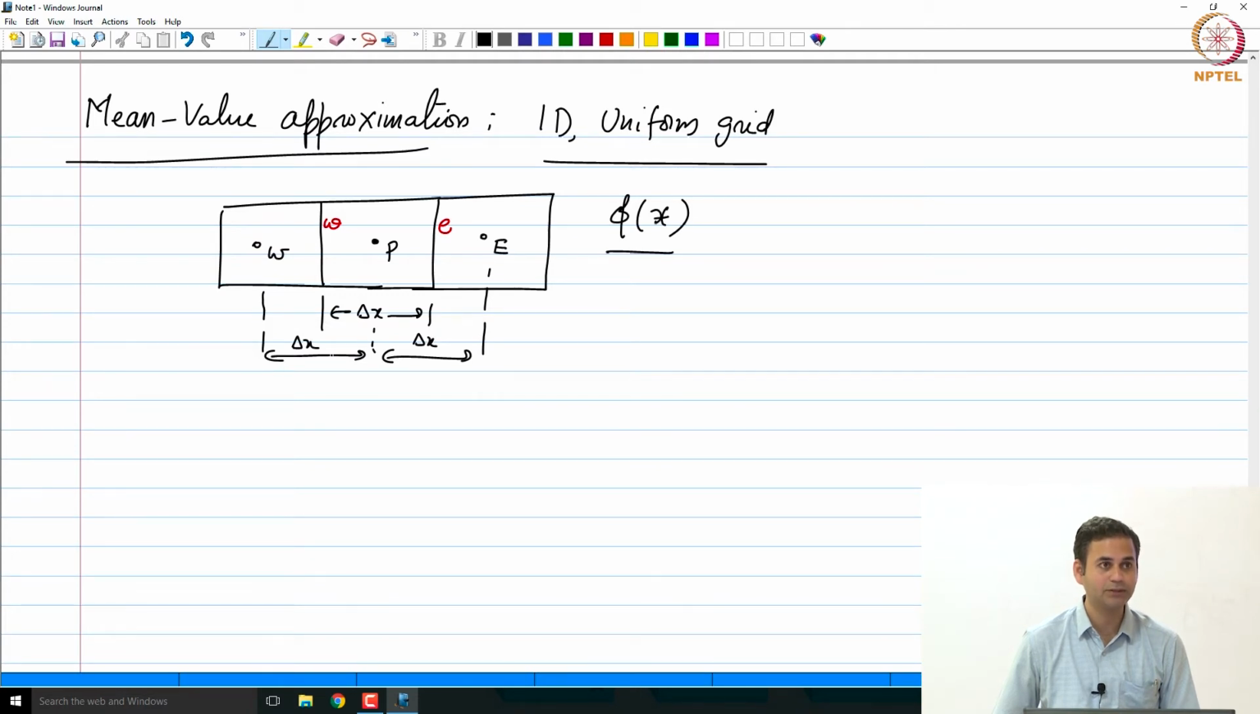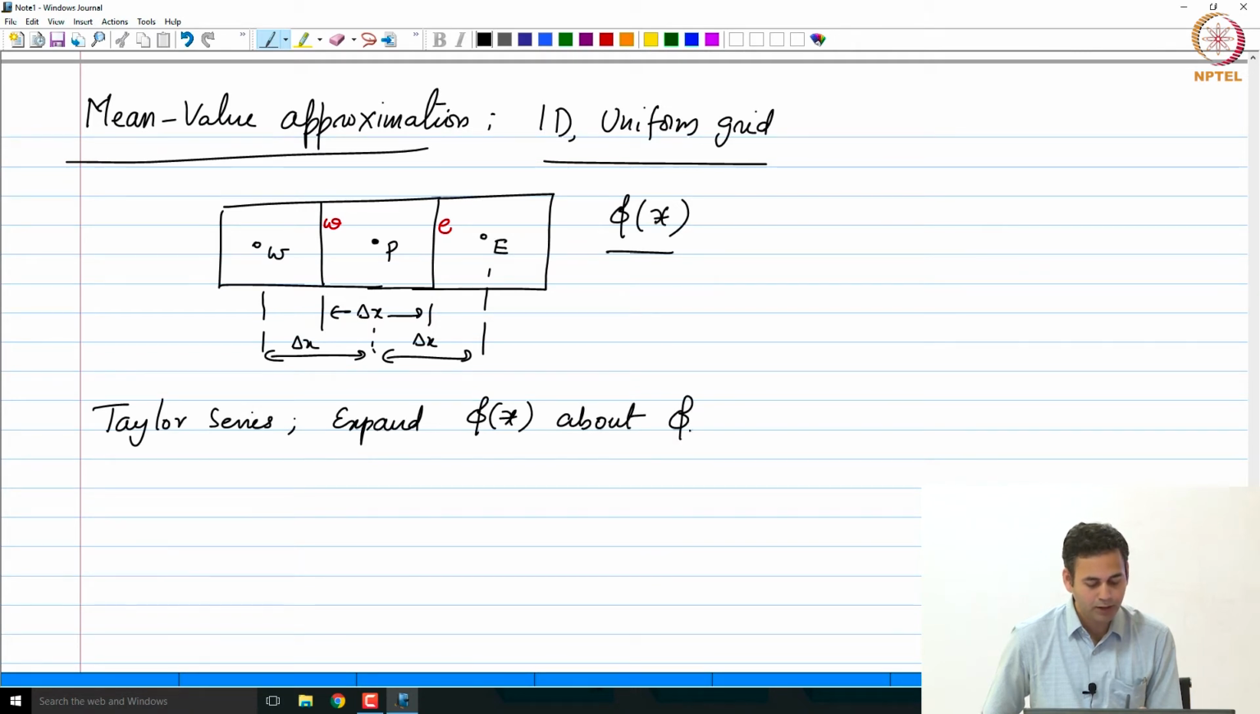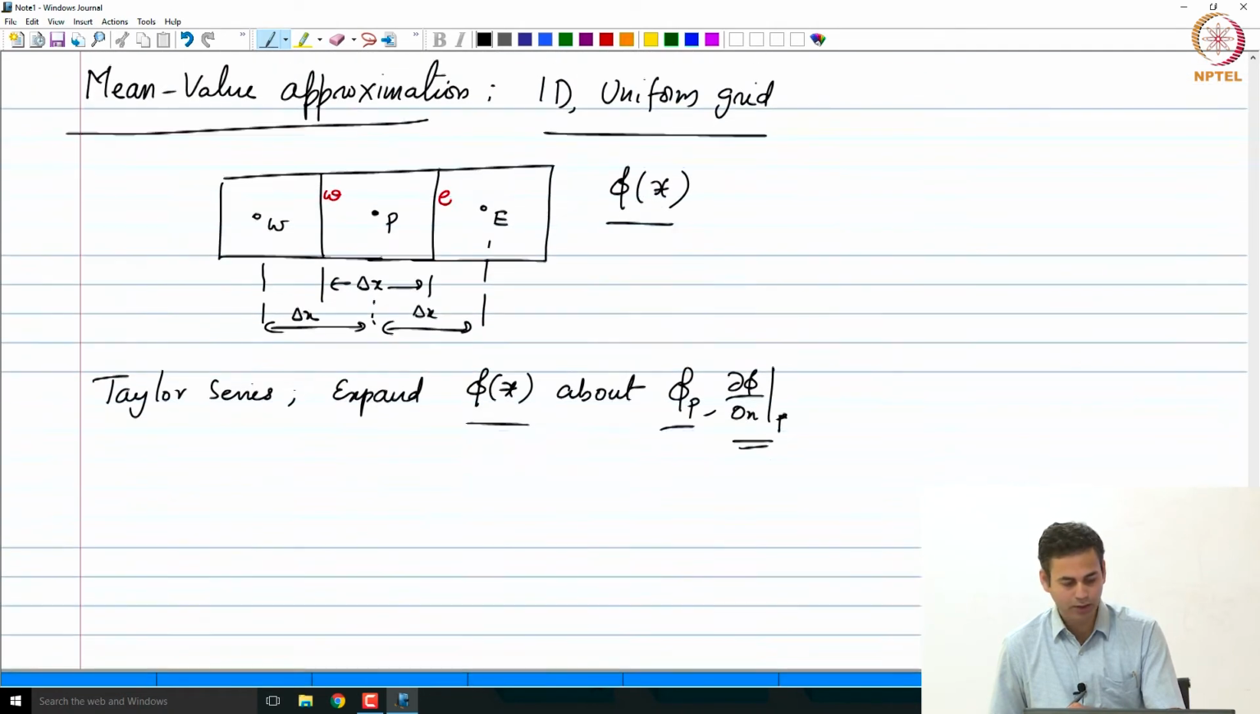Now, let me express phi of x about the cell centroid value, that is p, okay, about phi p. So, I want to use a Taylor series and expand phi of x, okay, that is within the control volume, or between the control volumes, expand phi of x about phi at p, right. Now, phi at p is a particular value, right, and phi of x is a continuous function, right. Similarly, all the derivatives at cell p would be particular values, right. If you were to write partial phi partial x at p, this should be a particular value, right. Okay. Now, if I were to write this, how do I write phi of x?